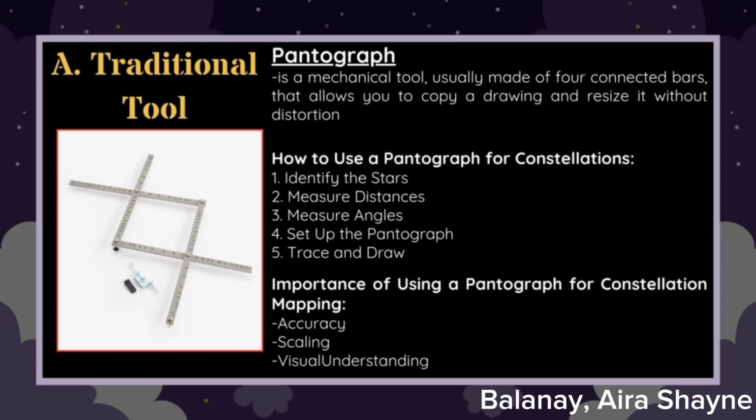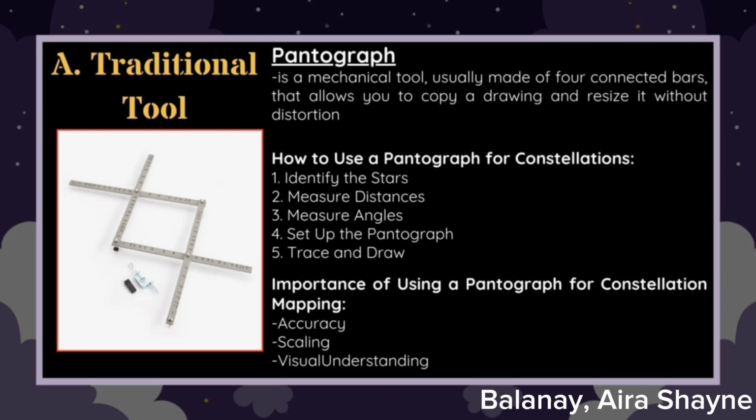So, how do we use a pantograph for constellations? First is to identify the stars. Locate the stars that make up the constellation you want to draw. Use a star map or star chart to pinpoint their positions in the night sky.